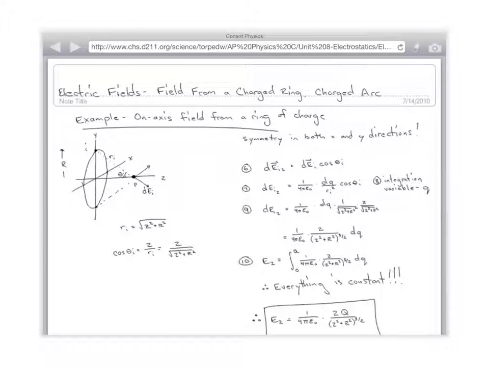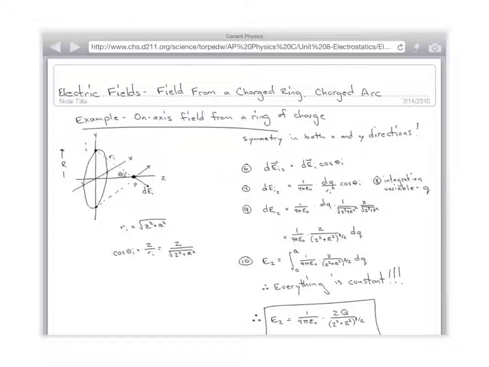How strong is the field infinitely far away? 0. So if the field is 0 in the middle, and the field is 0 infinitely far away, does that mean that the ring doesn't create any field? No.